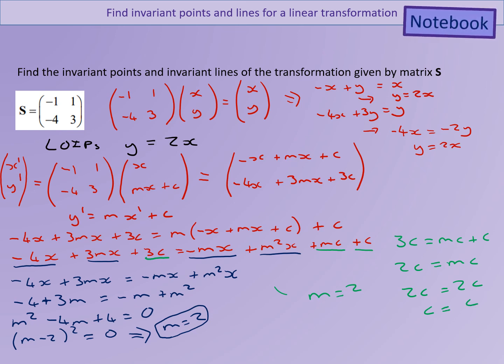So you might think, well, does that contradict what we found earlier? It doesn't. We found earlier that the line y equals 2x was a special kind of invariant line. It was a line of invariant points. We've now found that any line of the form y equals 2x plus c will be an invariant line, not necessarily a line of invariant points. The only line of invariant points is the line where c equals 0. Any other line with another c value will be an invariant line.